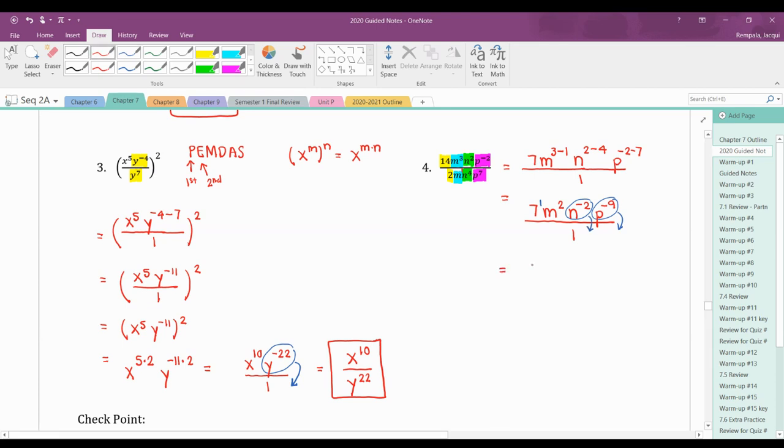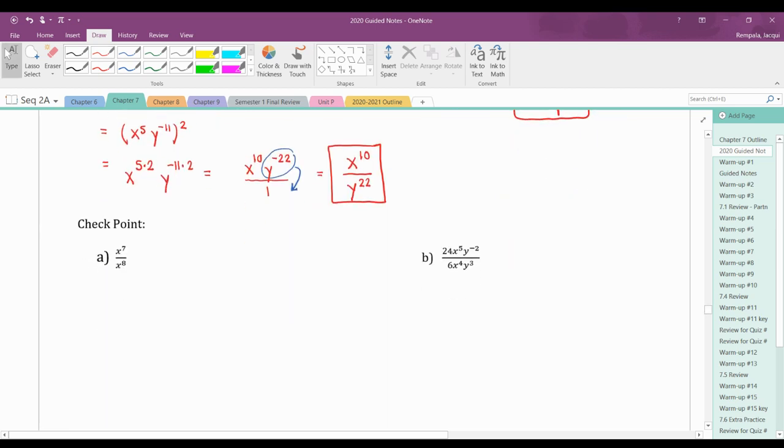So my final answer, I keep the 7 and the m squared on the top. You can write the 1 if you want, but you don't have to. Then the n moves down to the bottom, changing its exponent positive. The p moves down to the bottom, also changing that exponent positive, and this would be my answer.